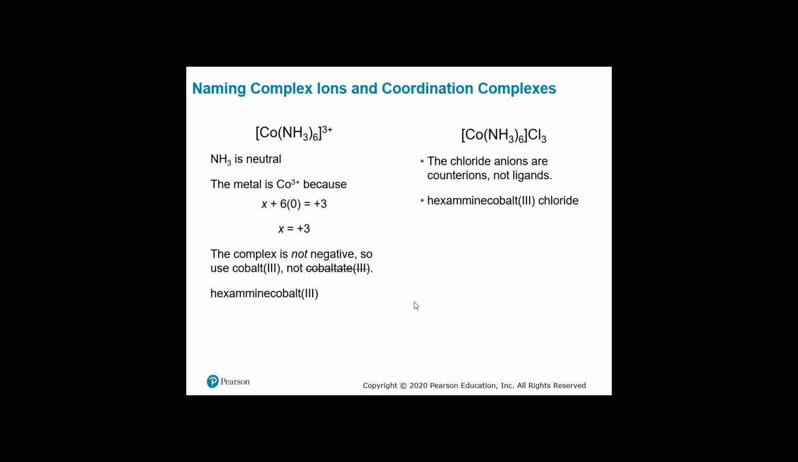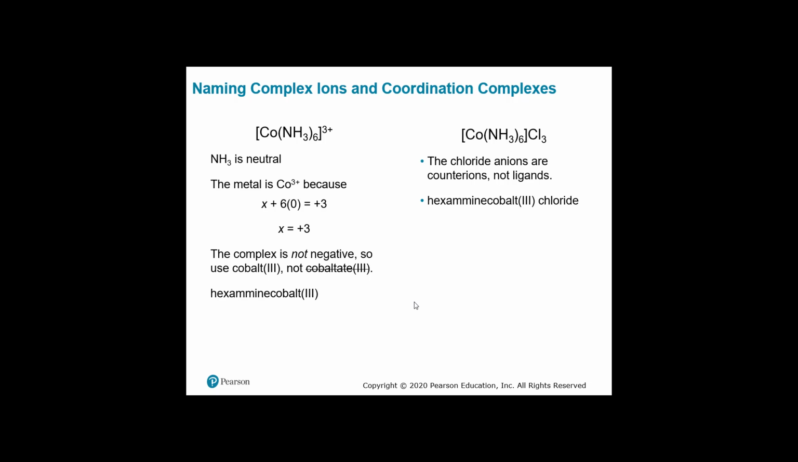All right, let's look at this first one. We have cobalt with a coordination number of 6 with ammonias, but we also have a 3+ charge on the outside. How do we know how to name the metal? We have to know if the complex is positive. Ammonia is neutral, so that's a 0. The metal ion is a +3, which we've already covered. This complex is not negative, so we would use cobalt 3 instead of cobaltate. So this is hexaamine cobalt 3. Where's the hexaamine? Well, 6 amines in front, and ligands are named first, and then cobalt. We don't have any counter ions with this, so we don't have to worry about them.